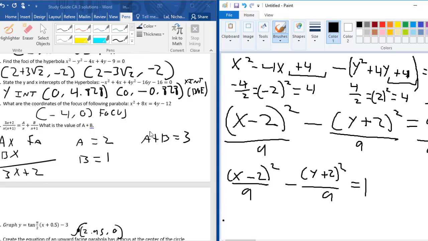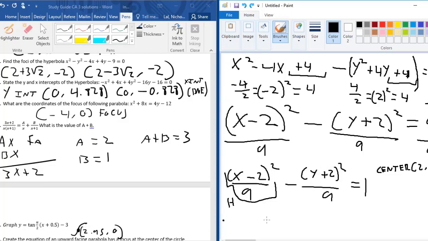Now, this hyperbola is centered at 2, negative 2. Alright, and this is a horizontal hyperbola. The reason we know that this is a horizontal hyperbola and not vertical is because the x term is positive, not the y term. The center is, switch the sign, negative 2 becomes positive 2. Okay? So the center is positive 2, negative 2.